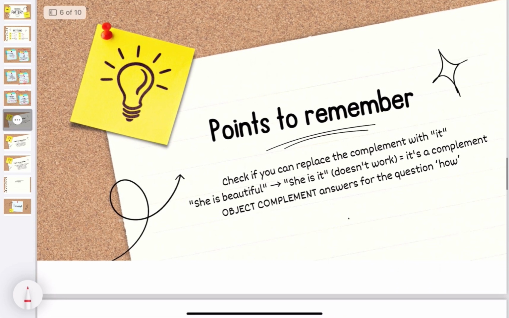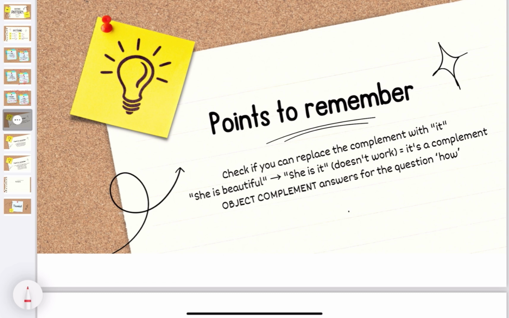So I'll give you some of the important points that you'll have to remember when you are trying to find out the pattern in a sentence, okay? Check if you can replace the complement with it. For example, she is beautiful. She is it. Doesn't work, right? So it is a complement. Object complement answers the question how. For example, I'll give an object complement.